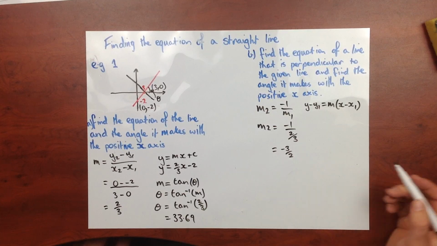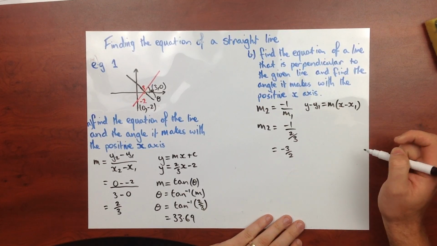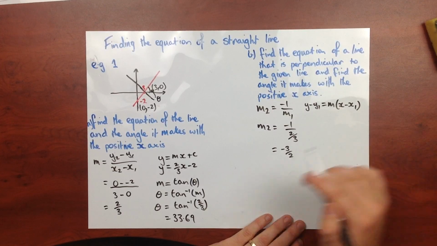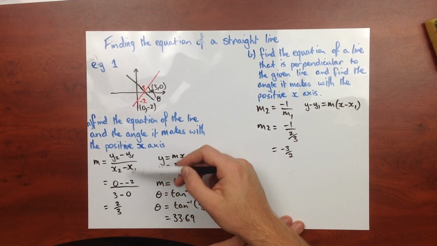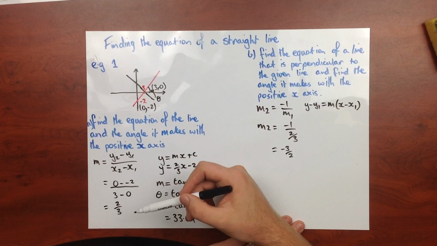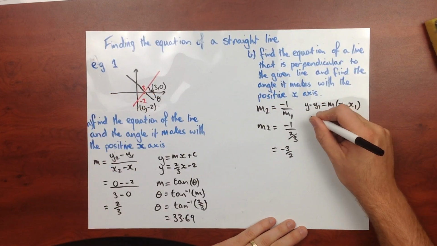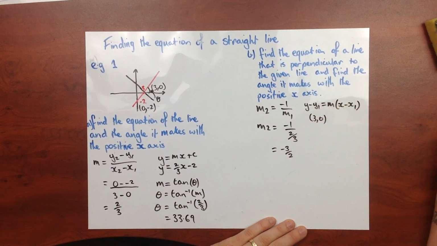Now we just worked out what our gradient is. We know that's -3/2. We need another point, x1 and y1. Now that's arbitrary. Don't think that it needs to be the same x1, y1 as over here. We just need another point. Now we actually know another point because it goes through this point here, which is (3, 0). So we know it goes through there.